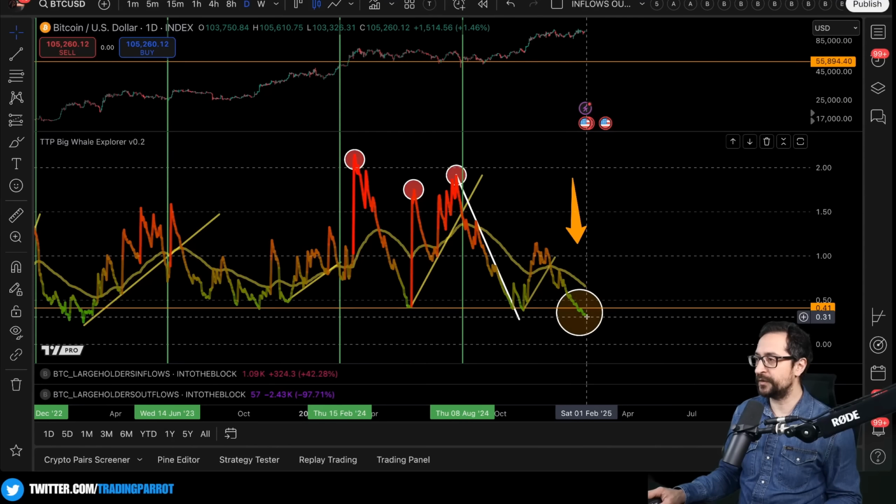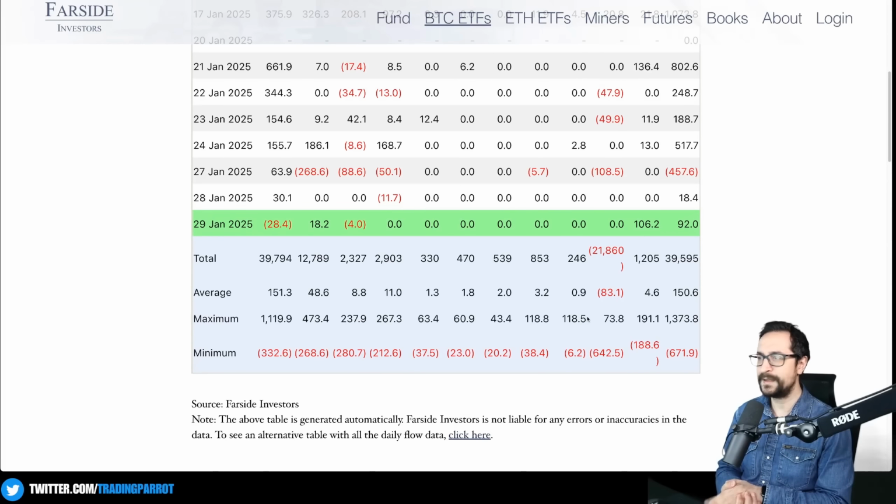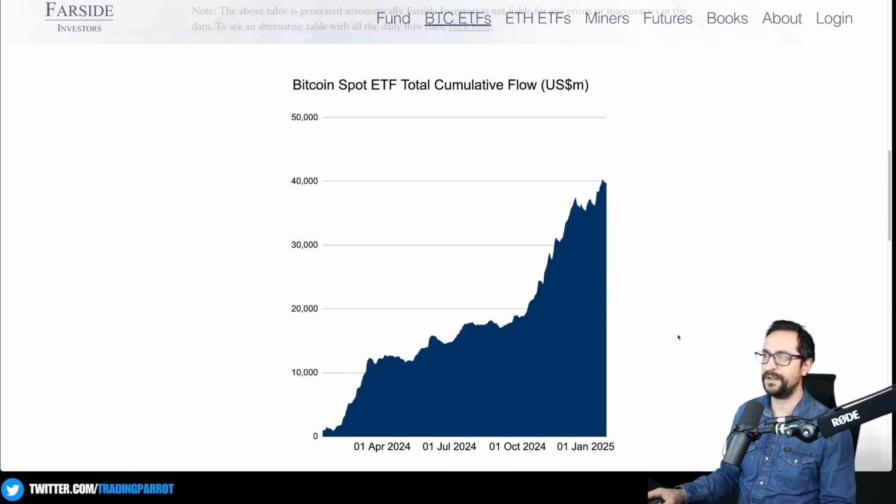Large holders continue here in the 0.30, all healthy, all in the same direction of accumulation. ETFs at the moment continue to have some inflows, but they are very, very small. And I also have to mention that BlackRock had some outflows. Everything looks still positive from the point of view of ETFs.